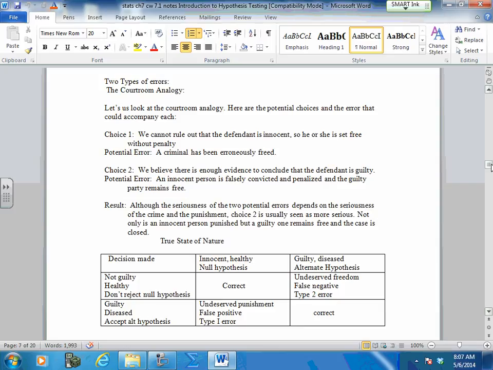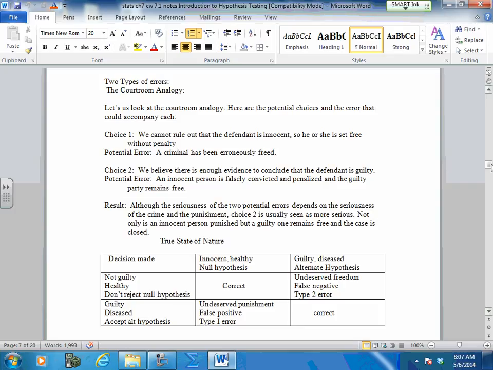Did I give you this? Yeah. Okay. This was probably something more related, like the court thing. Look at the courtroom analogy. Here are your potential choices and the errors that could accompany each. I gave you the medical? Okay. Here's a courtroom one.